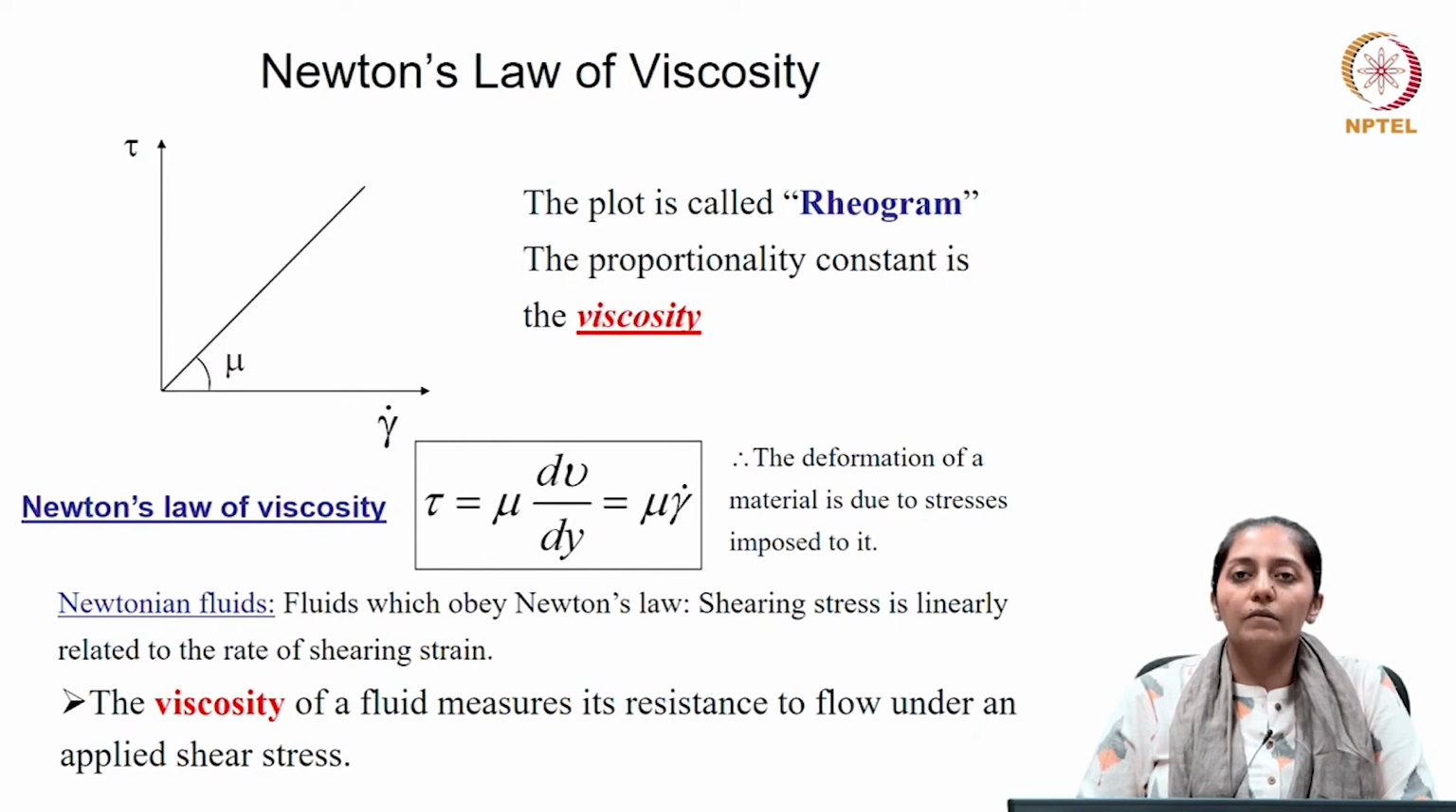Now for Newtonian fluids, we know they follow Newton's law of viscosity, where the viscosity is said to be a function of shear stress to shear strain. This proportionality constant of the shear stress versus shear strain plot is what we know as absolute viscosity. Any deformation which might happen in a fluid will be due to the stress imposed on it. So Newtonian fluids follow Newton's law, and shear stress is linearly related to the rate of shear strain, and viscosity of a fluid measures its resistance to flow under the applied shear stress.